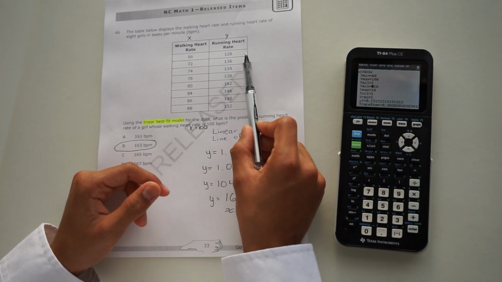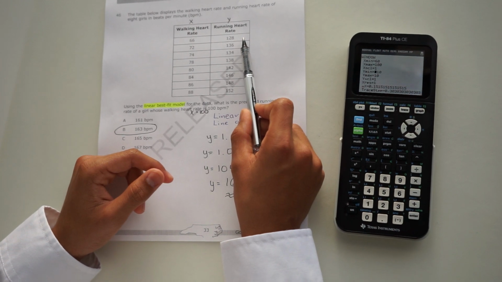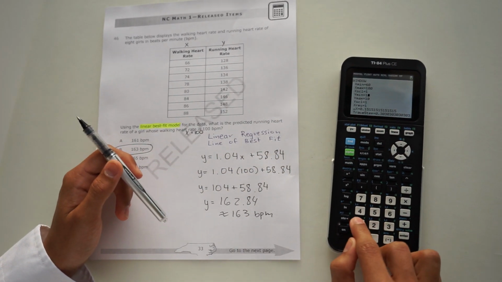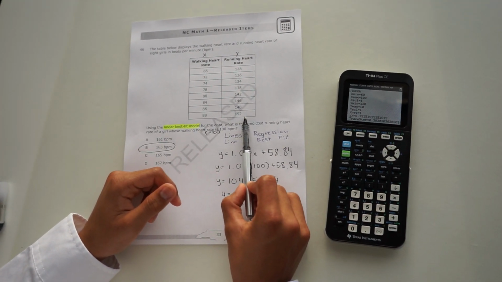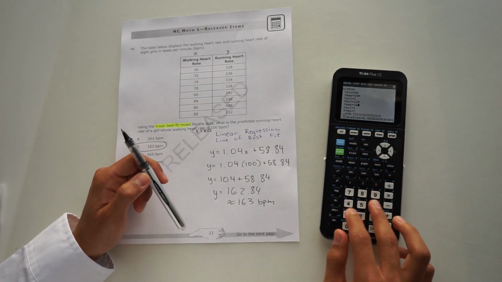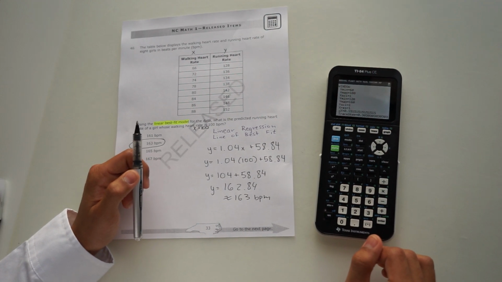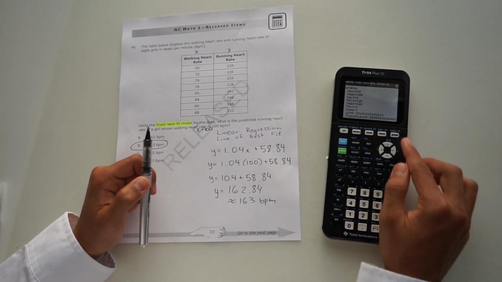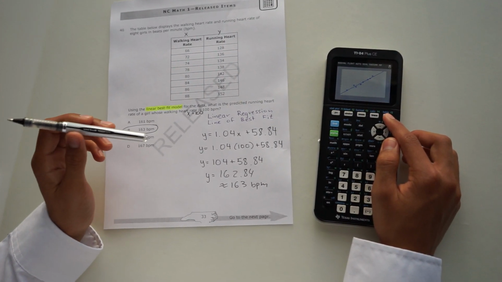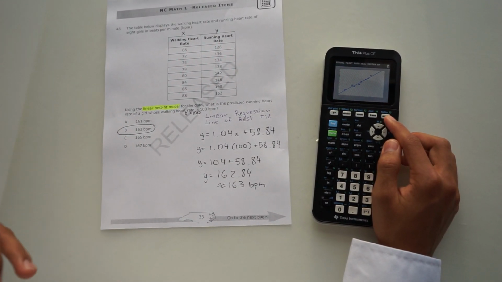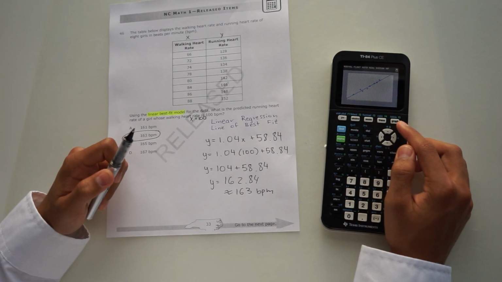For the y minimum, the lowest value we have is 128. So we can make it 120. For the maximum, we have 152. So we can just make that 160. Now the third step is to go to Graph. And we can clearly see how the line of best fit accurately goes through all of these points.